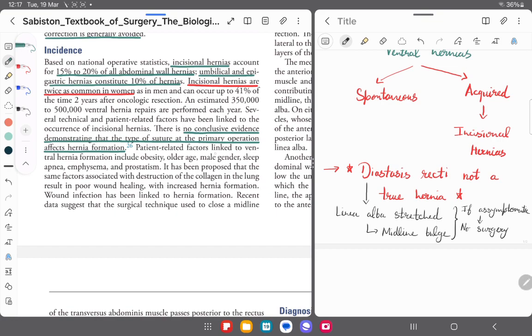Patient related factors linked to ventral hernia formation are obesity, older age, male gender, sleep apnea, emphysema, and prostatism. It has been proposed that the same factors associated with destruction of the collagen in the lung result in poor wound healing with increased hernia formation. Wound infection has been linked to hernia formation.